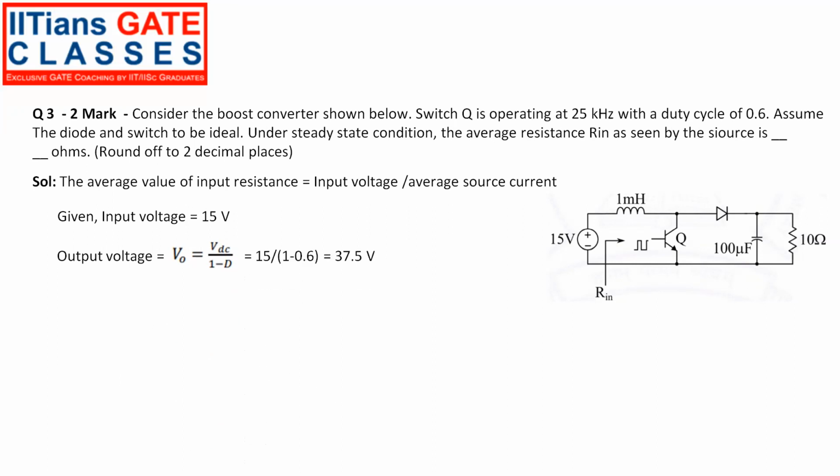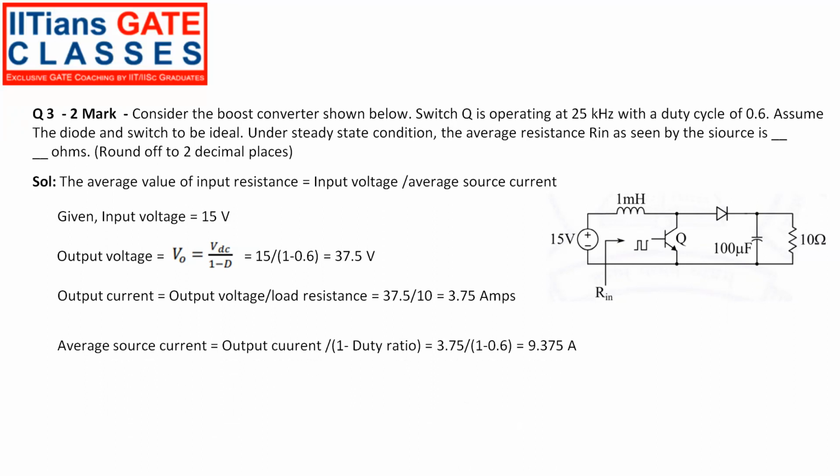Okay. So once we got the output voltage, the output current is given by output voltage by load resistance, which is equal to 37.5 by 10 ohms, which is equal to 3.75 amps. Now the average source current is given by output current by 1 minus duty ratio. So output current we have 3.75 amps by 1 minus duty ratio, 0.6. So this gives us 9.375 amps.